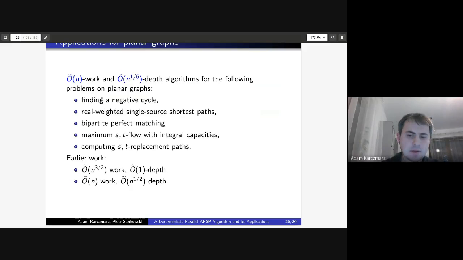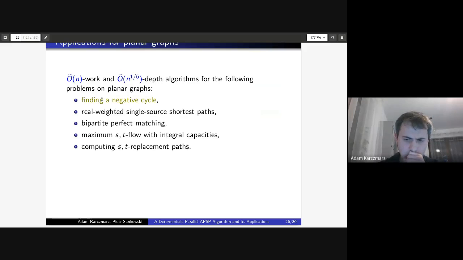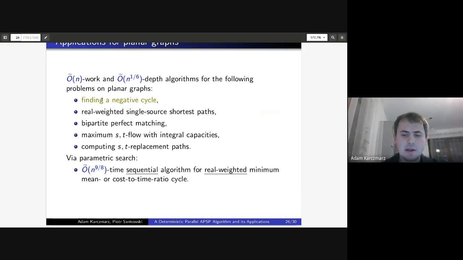Earlier work only implies algorithms with either n to the 3/2 work and polylogarithmic depth, or the other trade-off, nearly linear work and root n depth. And using known techniques, the improved parallel negative cycle detection algorithm can also be used to get a faster, strongly polynomial time algorithm for computing a minimum cost to time ratio cycle in a planar graph. In particular, we get an n to the 9/8 time algorithm for the real weighted case.